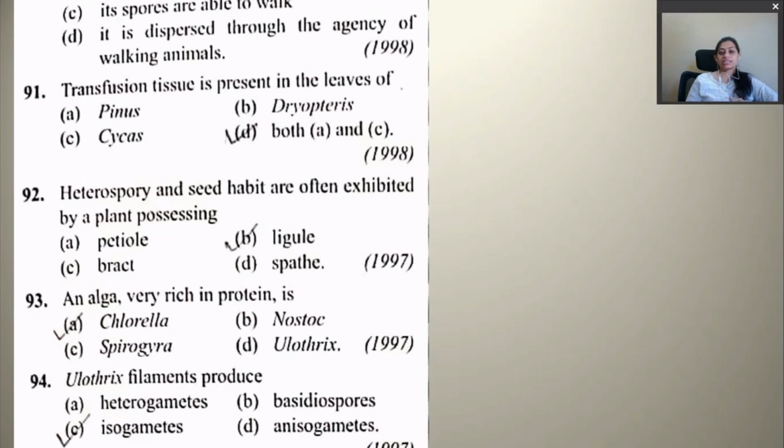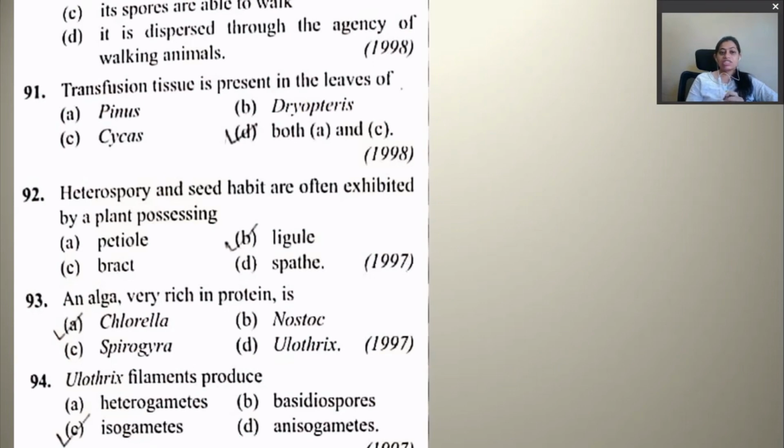Now, transfusion tissue is present in the leaves of Pinus, Dipteris, Cycas, both A and C, like Pinus and Cycas. So this is a special type of tissue which is present in the leaf of Pinus and Cycas. So it is present in both A and C. Now, heterospory and seed habit are often exhibited by a plant possessing petiole, ligule, bract, or spathe. So the right option is ligule. So heterospory and seed habit are often exhibited by some plants which have a ligule in it, right? So this is the right option.